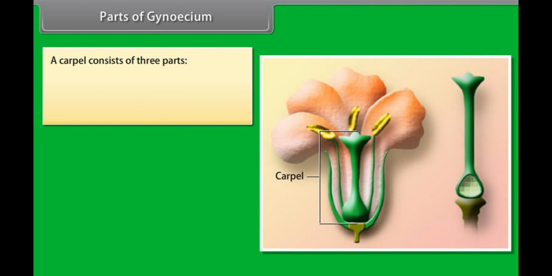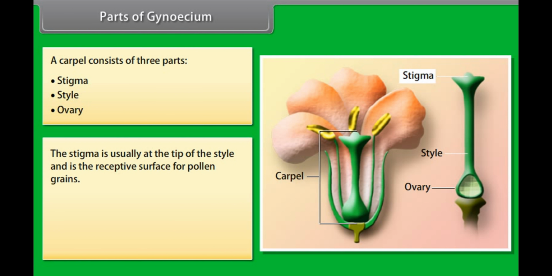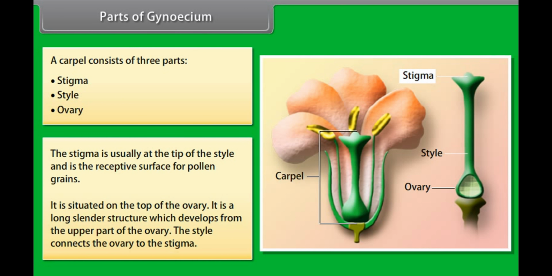Parts of gynoecium. A carpel consists of three parts: stigma, style, ovary. The stigma is usually at the tip of the style and is the receptive surface for pollen grains. The ovary is the swollen basal part. The style is a long, slender structure which develops from the upper part of the ovary. The style connects the ovary to the stigma.